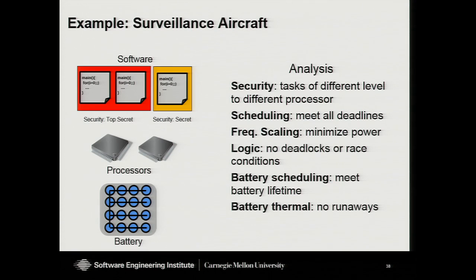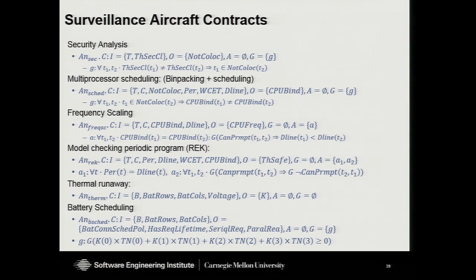So as a very brief example, just to give you the shape of this, imagine a surveillance aircraft, and we have all these different analyses: security, schedulability, frequency scaling, logic, not deadlocks or race conditions, battery scheduling, and battery thermal analysis. When we put them together, obviously, again, don't look into the details. This is the style of the formalization that we get out of it, right? Of course, there is no intention for you to understand that, but we can get to these details, right? Exactly what are the conditions that we need to test about the intersection of all these different analyses, right?